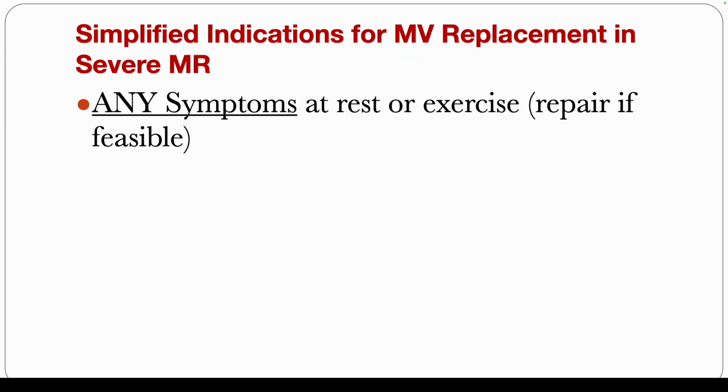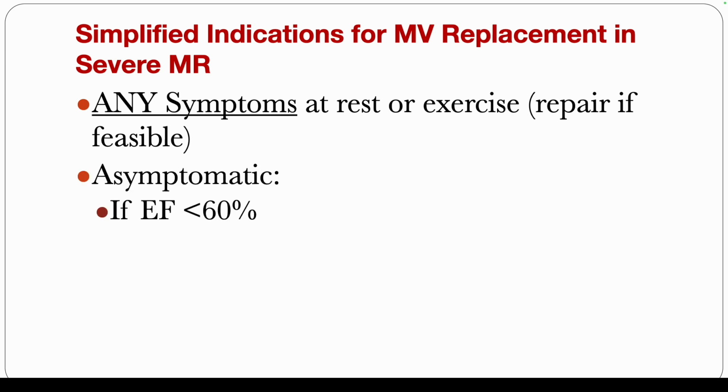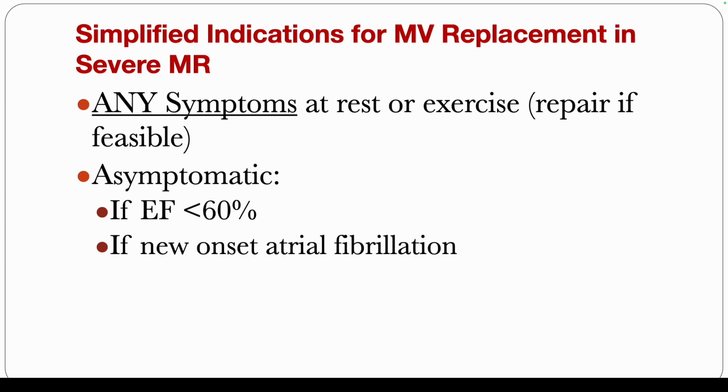So if the patient has any symptoms, replacement. If the patient is asymptomatic, but EF is less than 60, or if the patient has new onset atrial fibrillation, we can go for replacement.